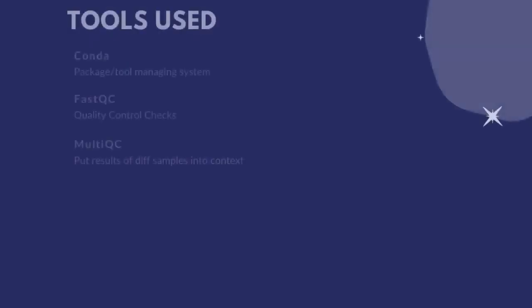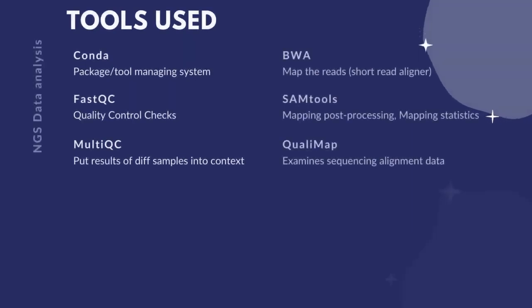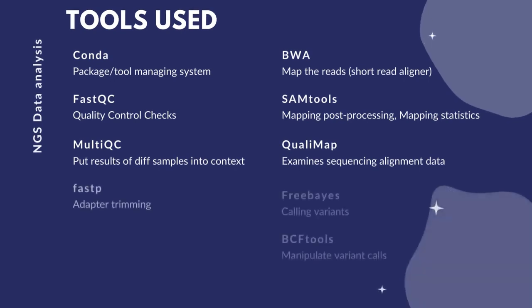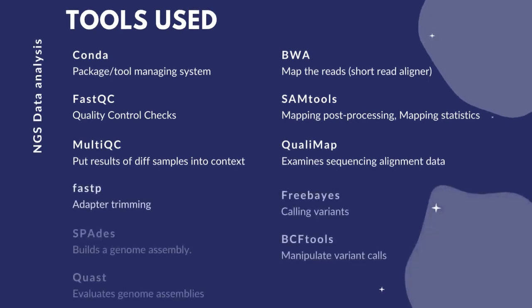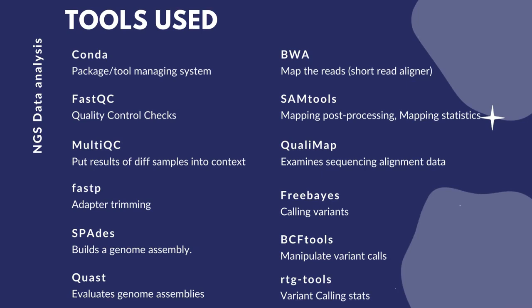The tools and software that we are going to use in the Ubuntu operating system are the package or tool managing system Conda to install some programs that we'll use in our analysis. It is not installed by default, thus we need to install it first to be able to use it. There are many sources of errors that can influence the quality of our sequencing run. So we'll be using FastQC to investigate the quality and clean sequencing data.